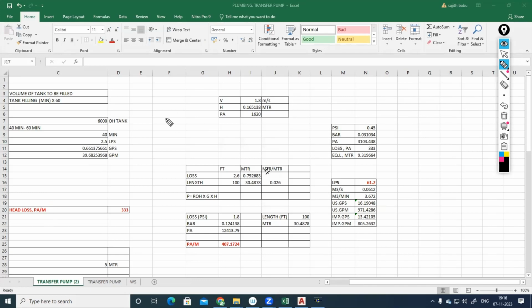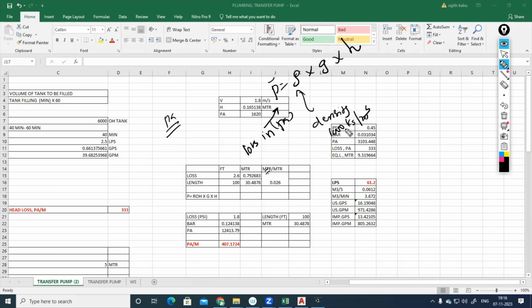I need that in Pascals. We have an equation: pressure is equal to density into gravity into water column. From this equation, P is the pressure or loss in Pascal, which we have to find. Rho is the density of fluid. What fluid are we dealing with? Water, so the density of water is 1000 kilograms per meter cube. P is equal to rho g h. g is acceleration due to gravity.